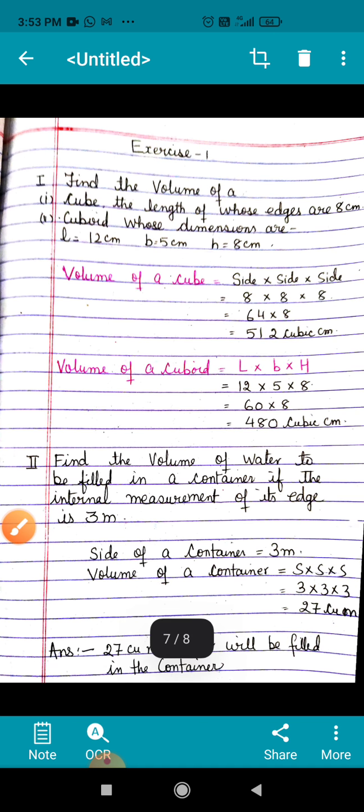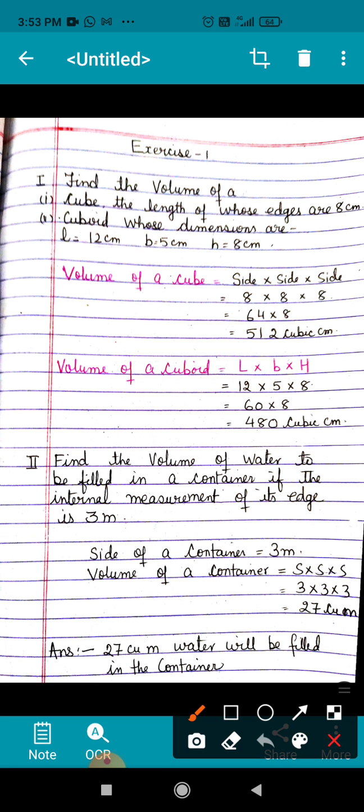Okay. Now let us see a few questions based on the volume. Children, before doing the question, you should follow a few steps. First, you have to write the formula. Second step, substitute the values. Third step, calculate the answer. And fourth step, write the proper answer.